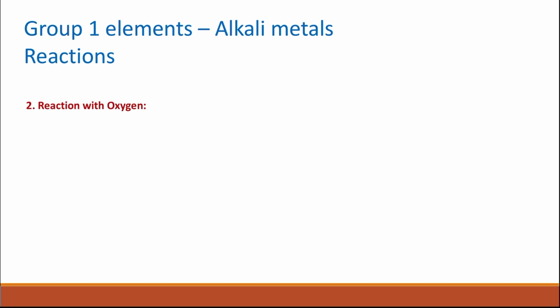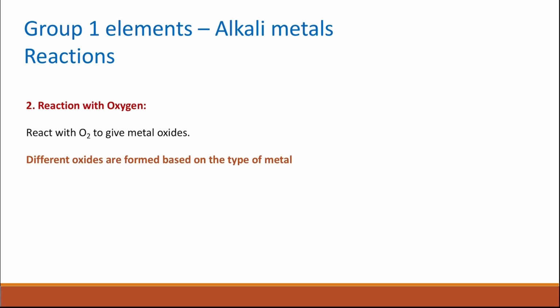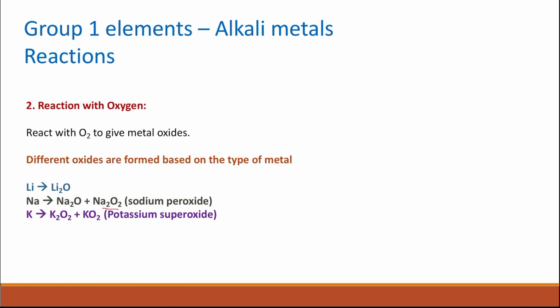Another reaction is the reaction with oxygen. Metals in group 1 will react with oxygen to give metal oxides. Different oxides are formed based on the type of metal, so it's not always the same. Lithium will give you lithium oxide, Li2O. Sodium will give you a mixture of sodium oxide, Na2O, and sodium peroxide, Na2O2. Potassium will give a mixture of two other oxides, which are potassium peroxide, K2O2, and potassium superoxide, KO2.